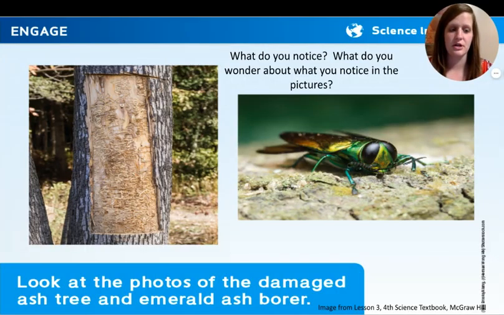So let's get started. As we begin to look at what is needed for an ecosystem to survive, we must first consider what makes up an ecosystem. This is a picture of an emerald ash borer. What do you think is happening in this photo? What do you wonder about the relationship between the tree and the emerald ash borer? Have you seen something like this before? Pause the video to think about these questions.